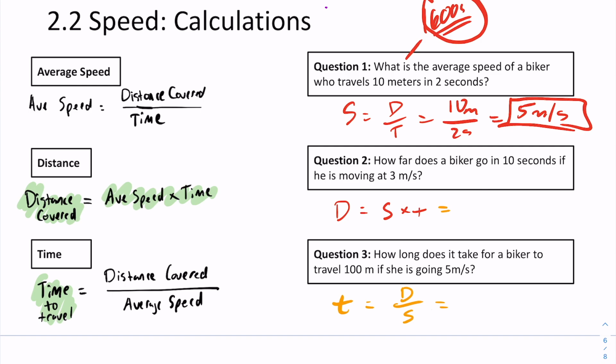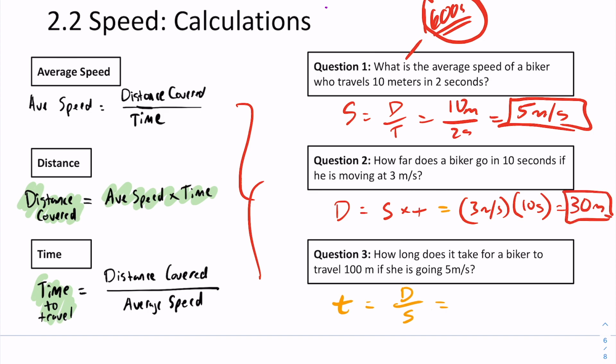Question 2 says, how far does a biker go in 10 seconds if he's moving at 3 meters per second? Go ahead and try that one on your screen as well. Use one of our three equations. The answer is our average speed, 3 meters per second, times the time interval, 10 seconds. We get 30 meters. Distance is equal to average speed times time.